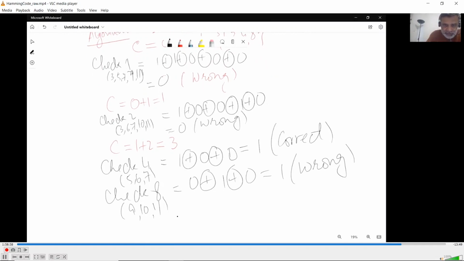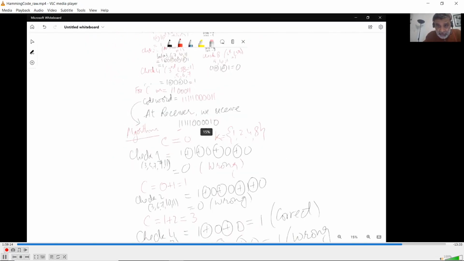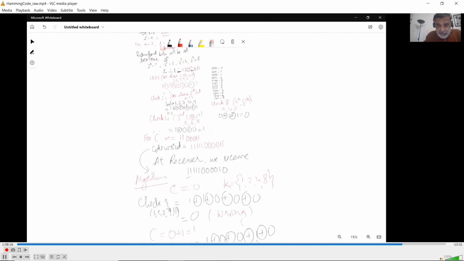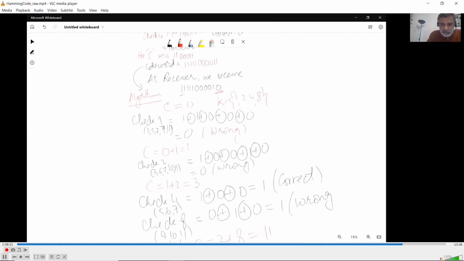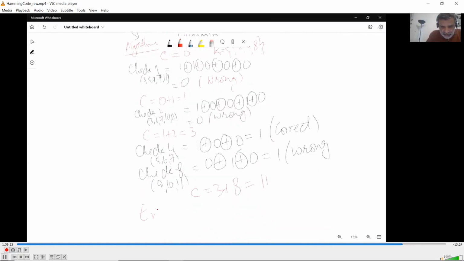So I would take a red pen. Previously C was 3. So we would do 8 plus 3, which is 11. It means there is an error at bit number 11. So which was this bit, error at position 11. We understand that.